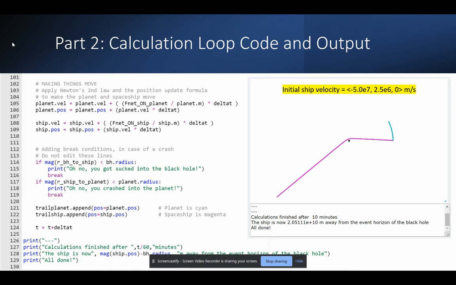With this code, I was able to simulate different initial velocities of the ship until I found one that enabled it to come close to the black hole but avoid being sucked into it. One example of a possible initial speed is shown in the code snippet at the bottom, with the resulting orbit illustrated in the output to the right.